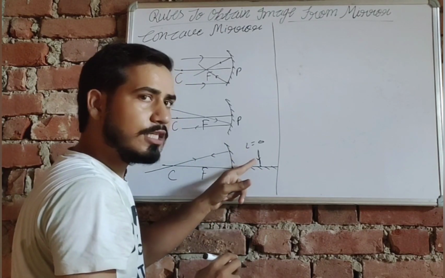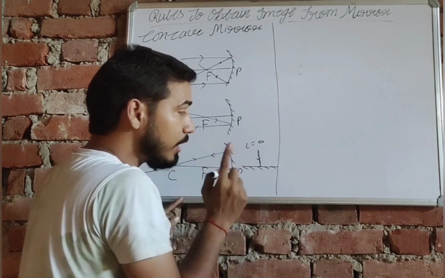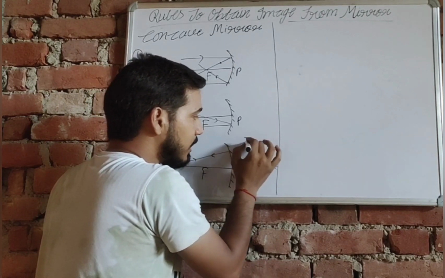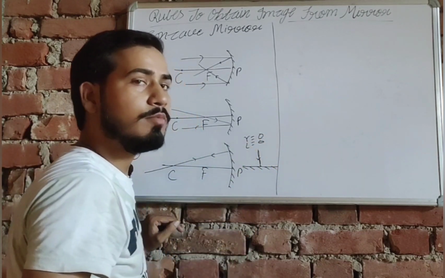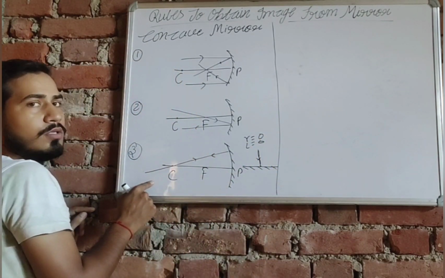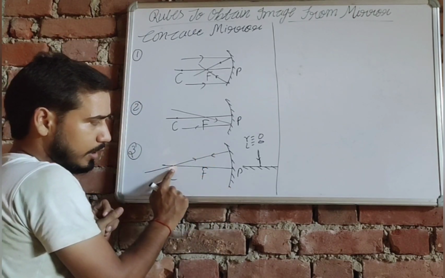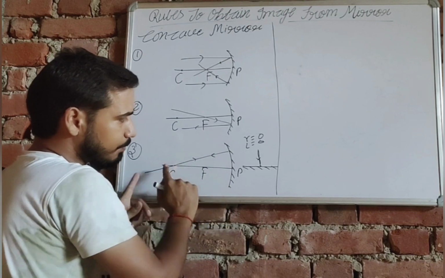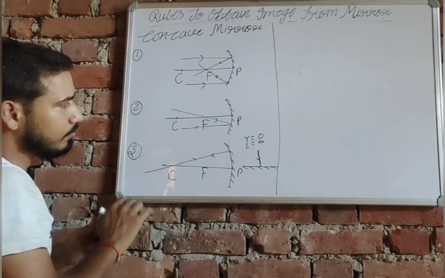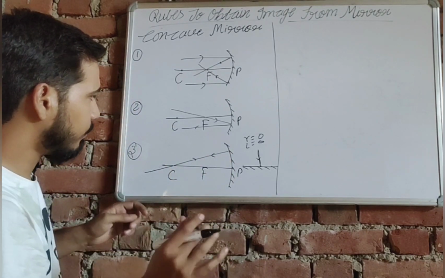So the angle of incidence is 0. If the angle of incidence is 0, then the law of reflection says that the angle of reflection also must be 0. That's why this ray, which is passing through the center of curvature of the mirror, retraces its path. Again, see one more thing.